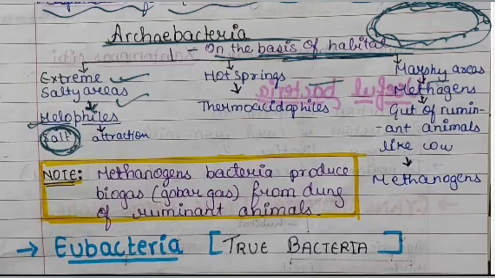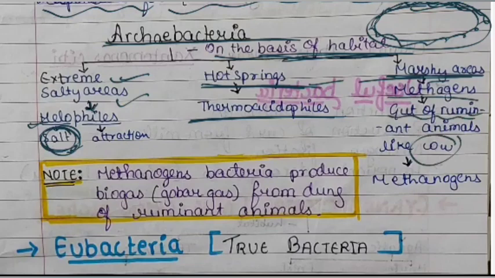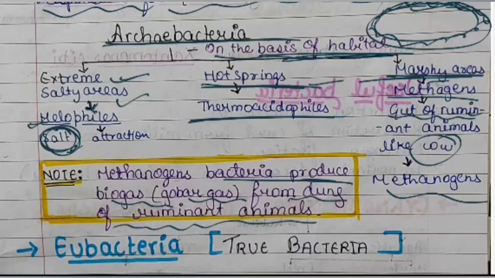Then the next one is thermoacidophiles. Basically, these bacteria are found in hot springs. Then the next one is methanogens. These bacteria are found in marshy areas and also in the gut of ruminant animals such as cows. A note is given here, that methanogen bacteria produce gobar gas or biogas from the dung of ruminant animals.